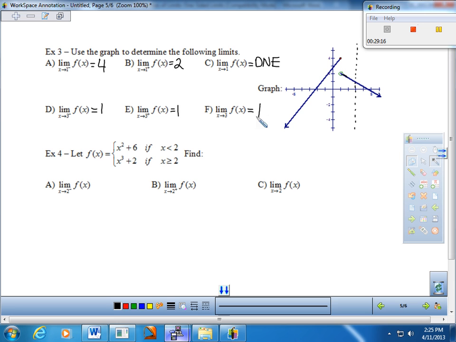Awesome. Let's do example 4, kind of put it together with an equation. So here's what is called a piecewise defined function. My function is defined as x squared plus 6 if x is less than 2, and x cubed plus 2 if x is bigger than or equal to 2.